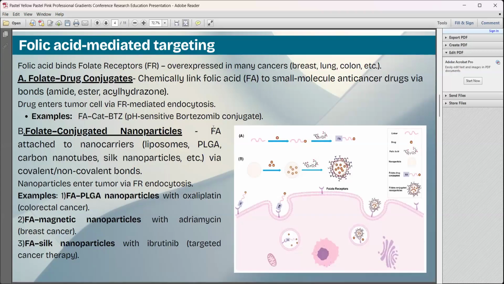Second is folate conjugated nanoparticles. In this, the drug is carried by nanocarriers like liposomes and nanoparticles, etc. And then it is delivered to the targeting cells.